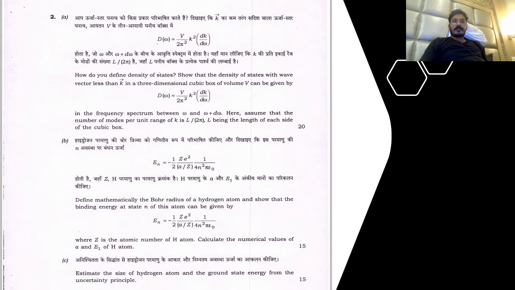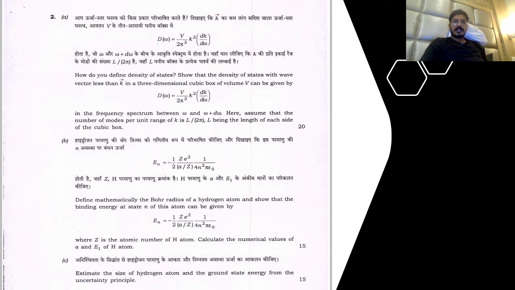Hi, hello. So UPSC 2019 का ये सवाल है क्वांटम मैकेनिक्स. This was asked for 50 marks. तीन पार्ट हैं इसके 20 plus 15 plus 15. So we are going to solve one by one all these three parts.